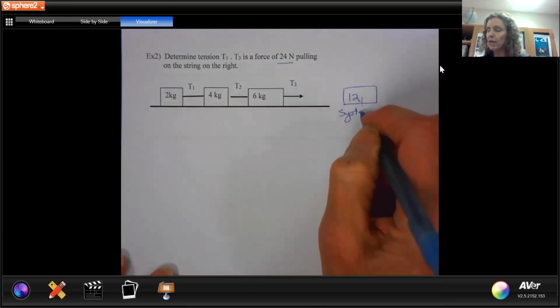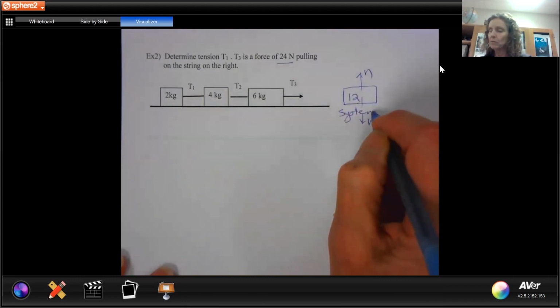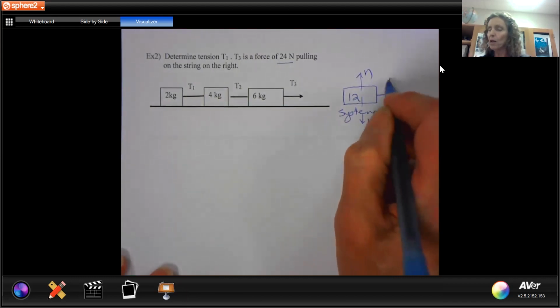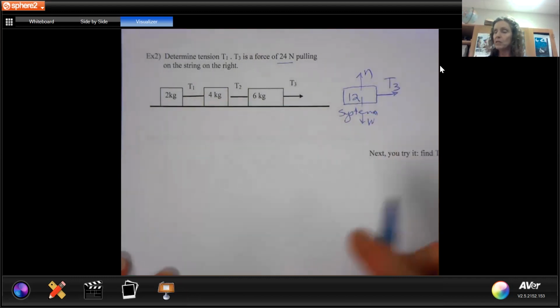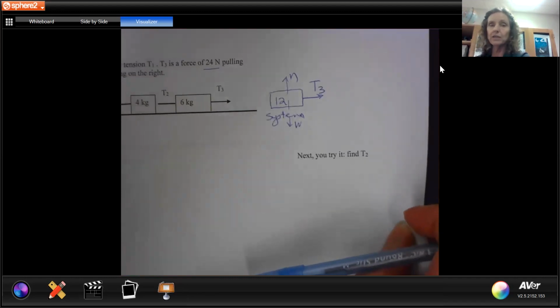It's also going to have weight down, and it's going to have a normal force up. Sorry, I'm kind of messing up my drawing there with the word system. And it's got T3 pulling on it. I won't call it P or applied force because I was given a name for it in the problem. So when I work just on that, I'm going to see if I can find the acceleration of the system.